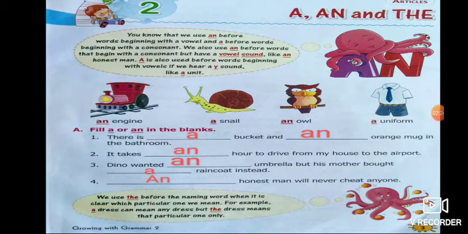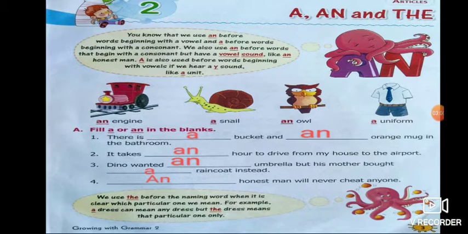Now we are going to solve Exercise A. But before that, see here, some pictures are shown there and the use of a and an. See the first one: an engine, a snail, an owl, a uniform. Okay. Exercise A. Fill a or an in the blanks.